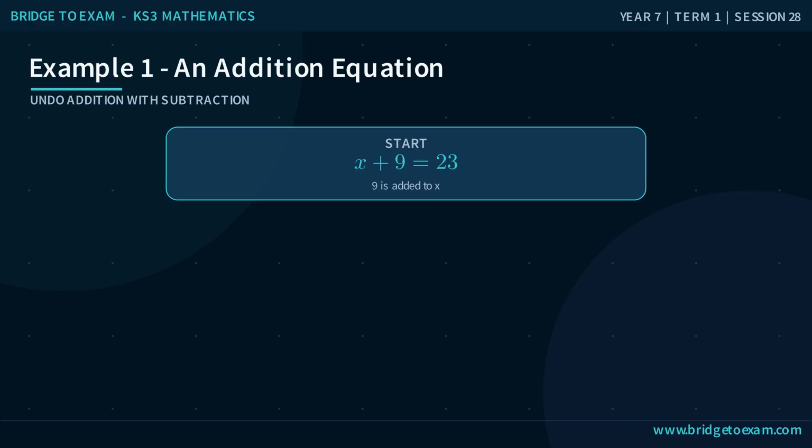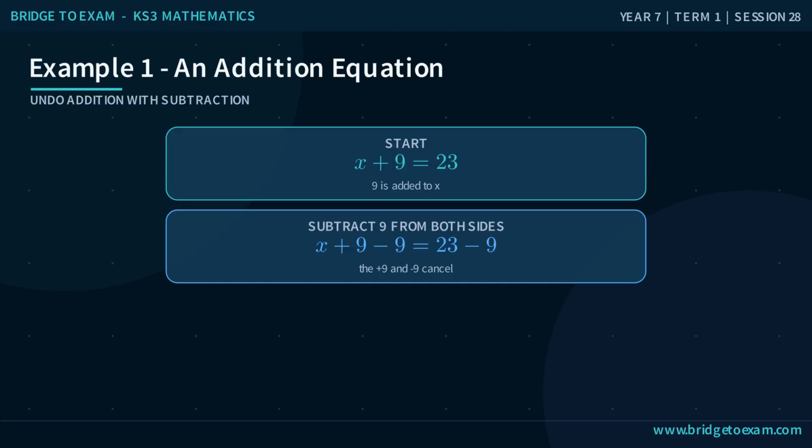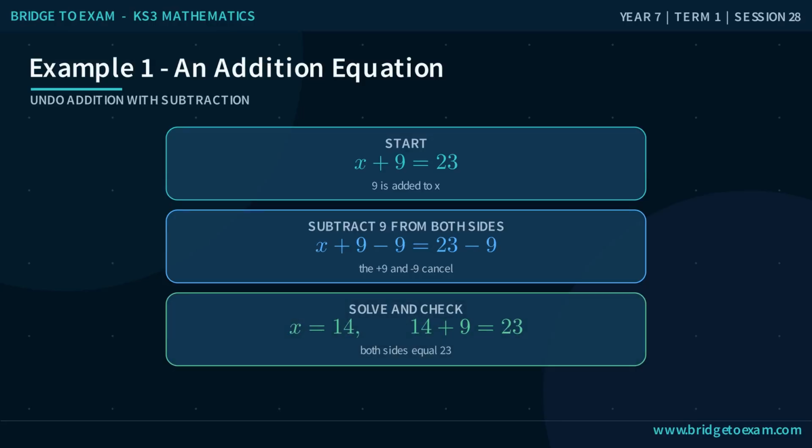Solve x plus 9 equals 23. The variable has 9 added to it. Use the inverse operation. Subtract 9 from both sides. On the left, plus 9 and minus 9 cancel. That leaves x equals 14. Check. 14 plus 9 equals 23, so the solution is correct.